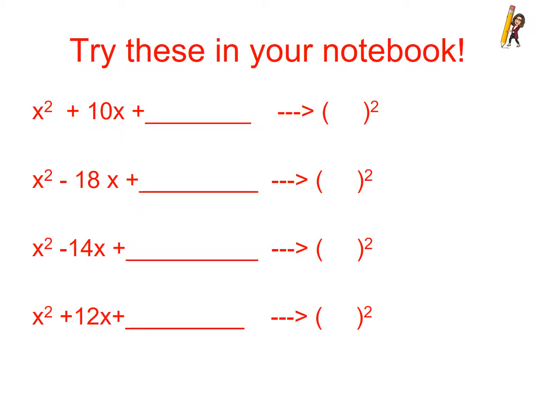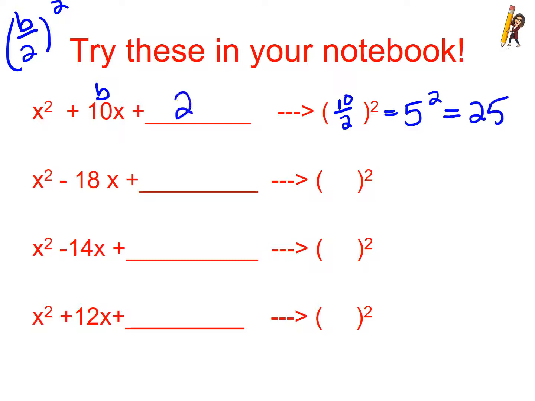So these are the 4 examples that I want you to write into your notebook. You didn't have to write anything in your notebook until this slide. So let's do these 4 examples. If we're going to use the b divided by 2 squared formula, our b in this example is 10. So we would say 10 divided by 2 is 5, and then we need that squared, which is 25. So that's what goes in this blank, or in my C. This whole column is going to be your C value, or the number that you need to find in order to complete the square.